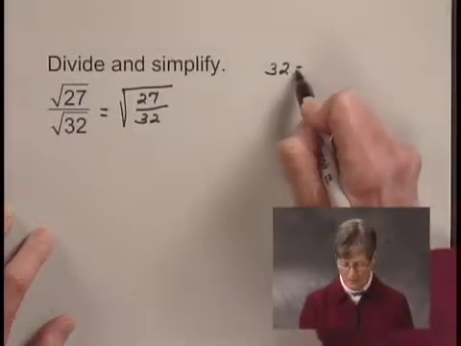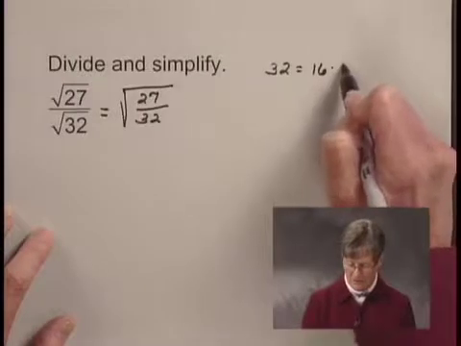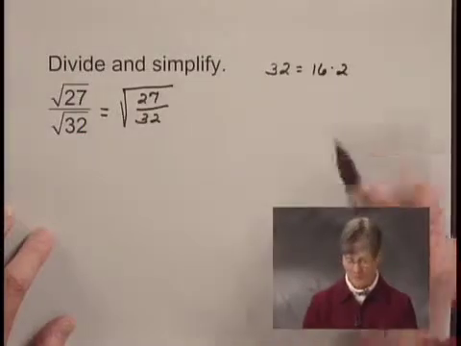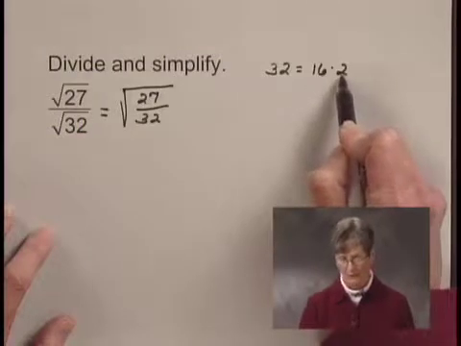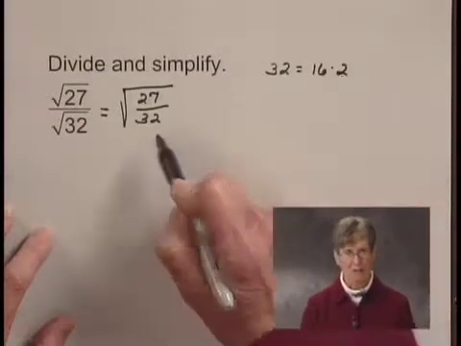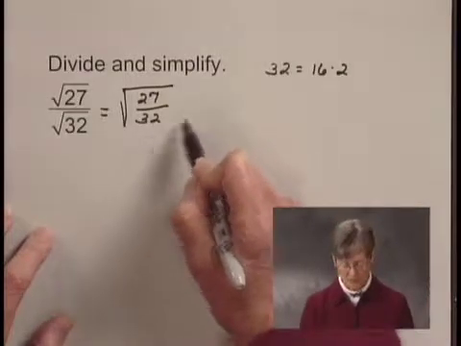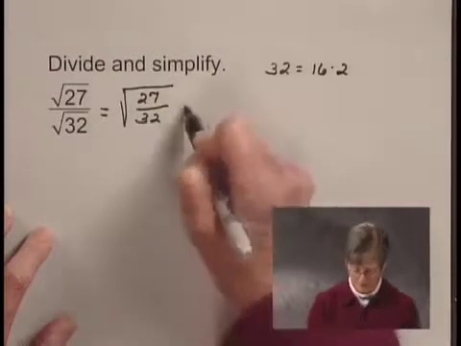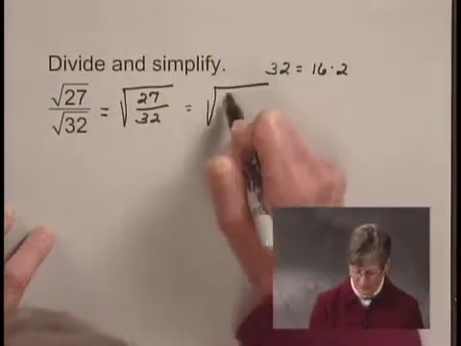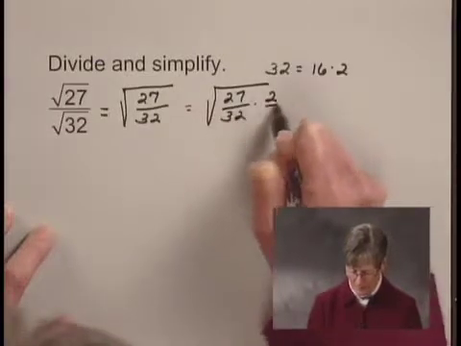32 has a perfect square factor of 16. 32 is 16 times 2. So since 16 is a perfect square, if we just had one more factor of 2, we would have a perfect square in the denominator. And that tells us that the simplest thing that we can multiply by to rationalize the denominator is 1 in the form of 2 over 2. So let's do that. We'll have 27 over 32 times 2 over 2.